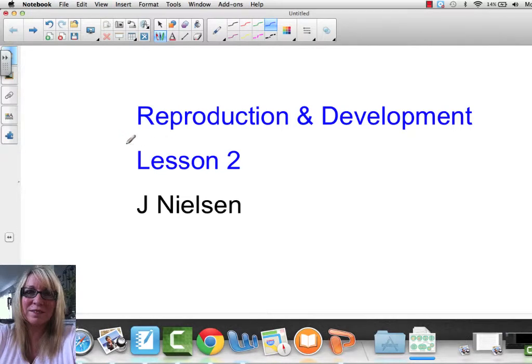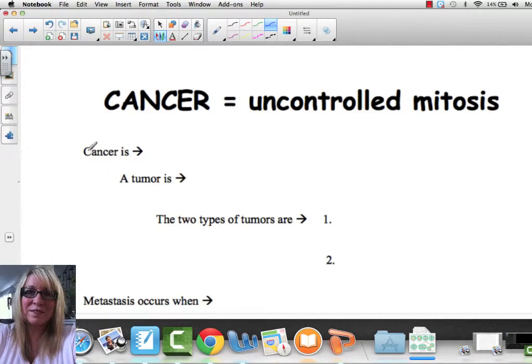Okay, this is Reproduction and Development, Lesson 2, and today we're going to talk about cancer, what it is, what the causes are, how to prevent it, and a few treatments. So you should have out your note packet, and you should turn to the page that says cancer on the top.